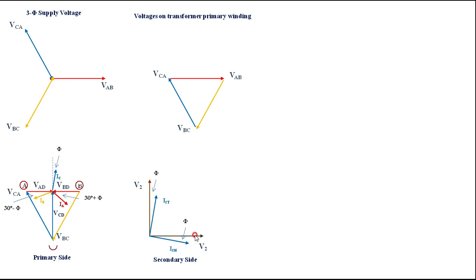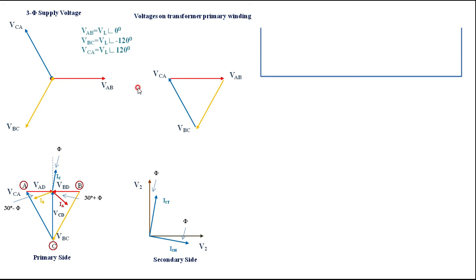Then I am marking these as A, B, C points. Then I want to derive the equation. We know that from this triangle, VAB is the line voltage V1, that is taken as a reference. VBC is also VL, it is a balanced supply applied, but the phase displacement is minus 120. Then it is VCA, which is leading VAB by 120 or lagging by 240 degrees. It is one and the same, that is VCA is equal to VL at an angle of 120.